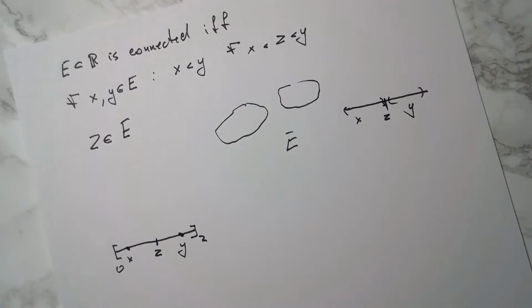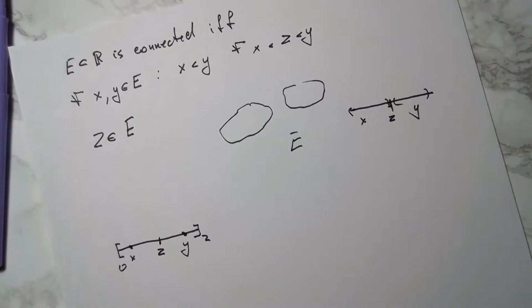So this kind of intermediate point property is the characterization of connected sets in R. Okay, so now it comes close to half an hour, and I will continue with the next video.